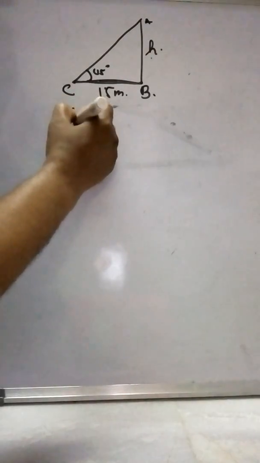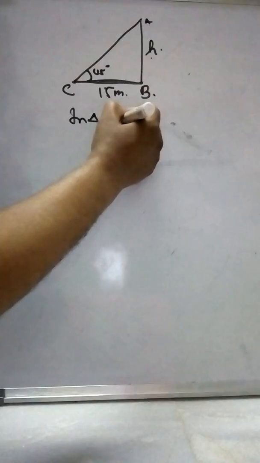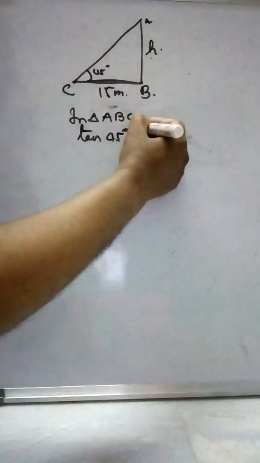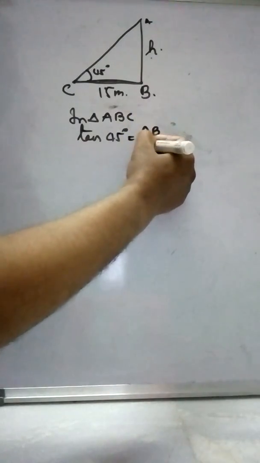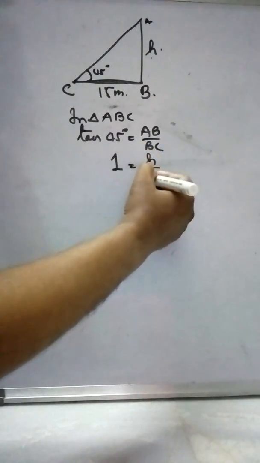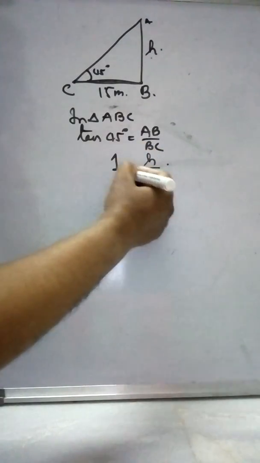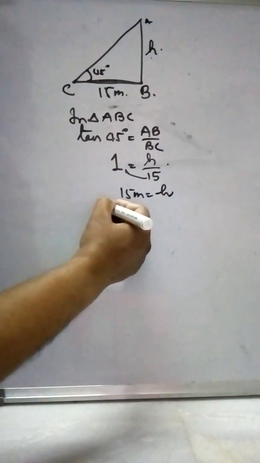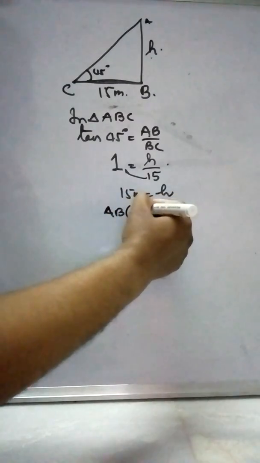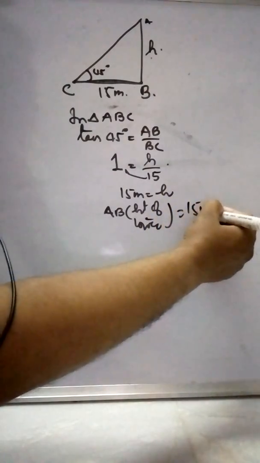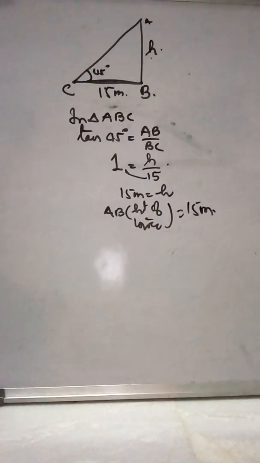So in triangle ABC, tan 45 degrees is equal to AB by BC. Tan 45 degrees is 1, equal to AB, which is h, by BC, which is 15. Cross multiplying with 1, we get 15 meters equals h, that is AB, the height of the tower, is 15 meters. Now we will try to solve some more problems.